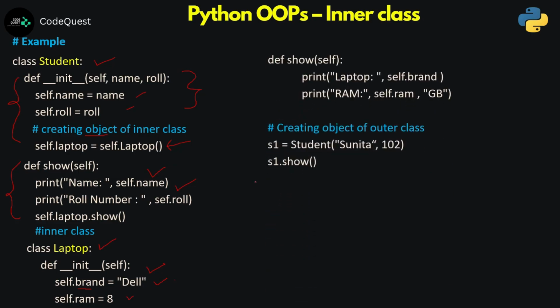Now, this class laptop is also having one method. Say this is show method where I'm just trying to print the brand that we have set here as well as the RAM size that we have fixed here. So now this is where your outer class definition completely ends. So this entire laptop class along with the constructor and this show method is actually part of this student class. Hence I can say the laptop is the inner class and your student is the outer class.